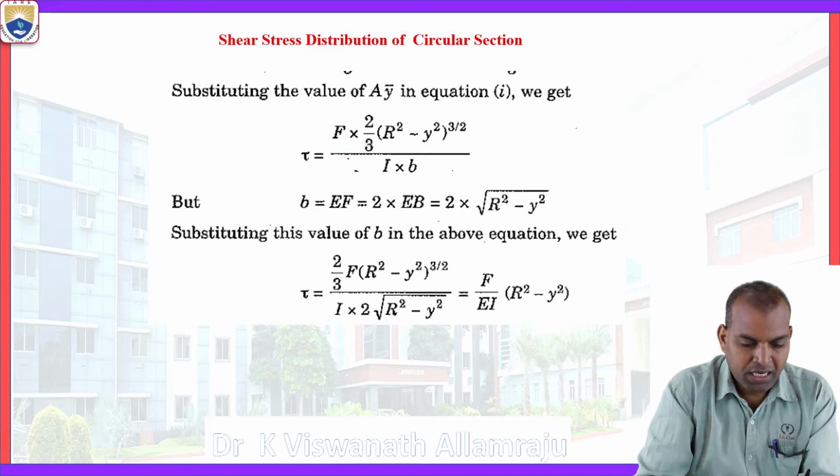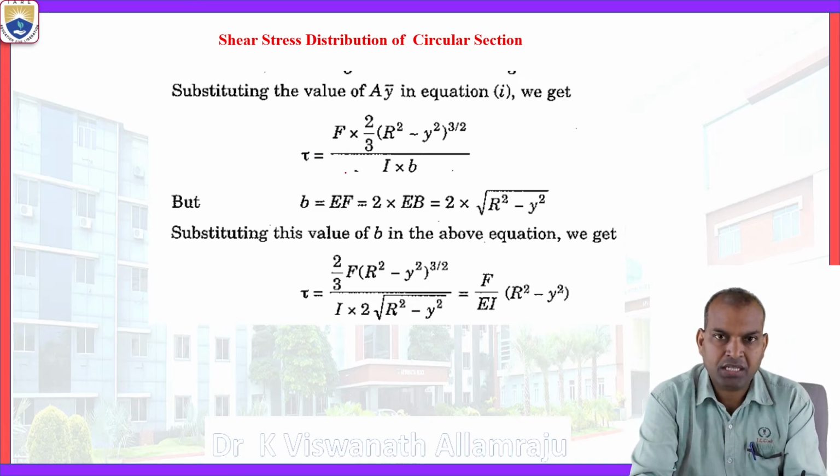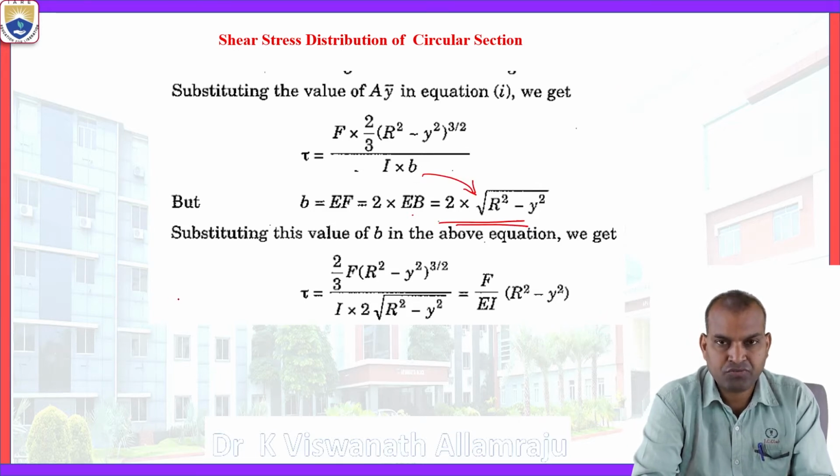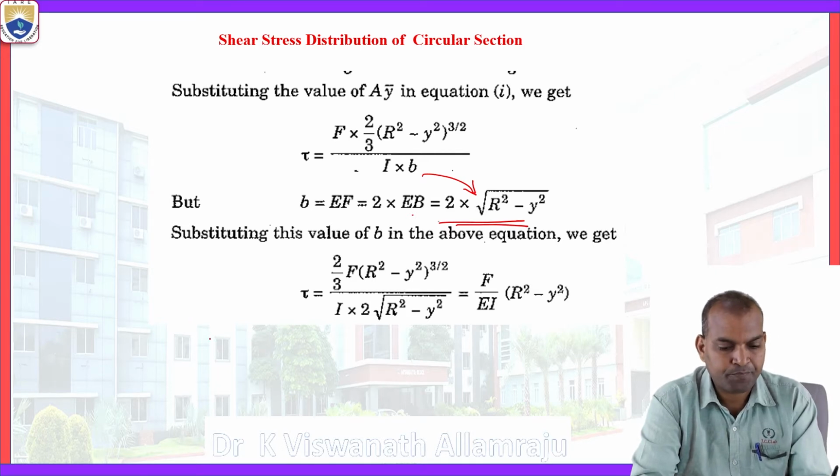After substitution and simplification, again, what is the width B equal to? Width B is nothing but EF. That EF equals 2 times EB. What is 2 times EB? 2 times the square root of R square minus Y square. In the place of B, substitute it: 2 times under square root of R square minus Y square.